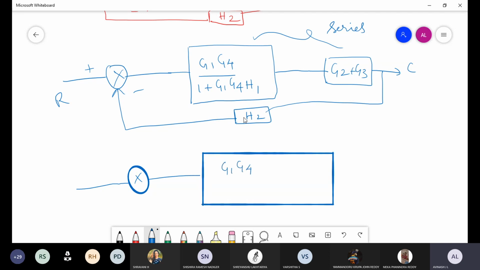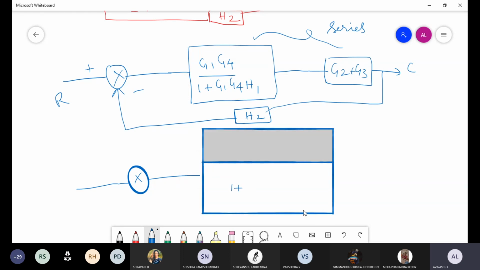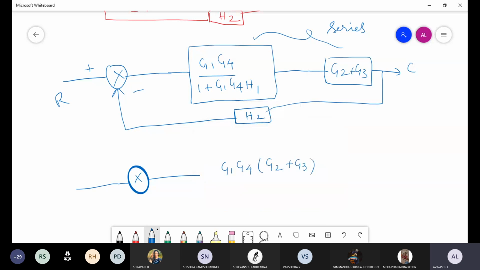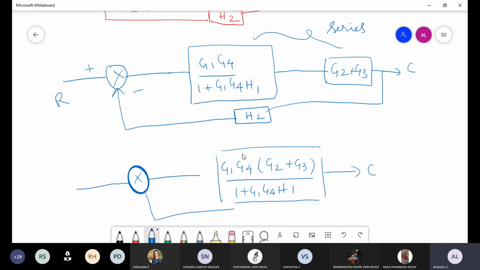G1 G4 into G2 plus G3 divided by 1 plus G1 G4 H1. So C, and here it is H2. Okay.